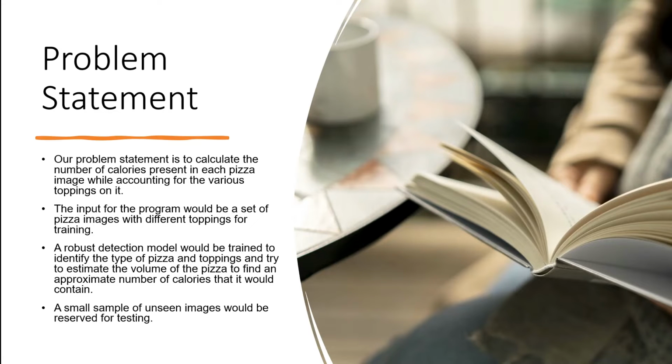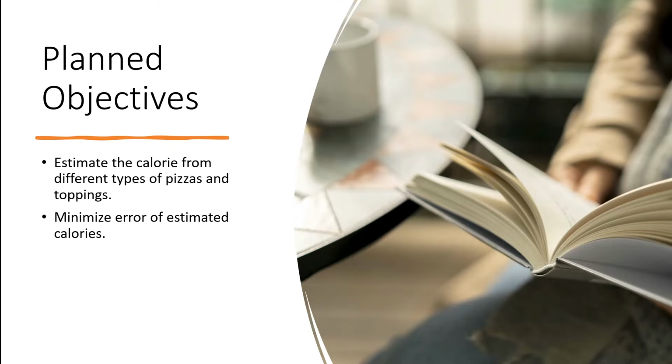Our model would be very robust in training on the images and in trying to calculate the volume of the pizza. Calculating the volume is very essential and is a major point through which we are able to get a very accurate estimate of calories. Also, we will be using a small unseen set of images for testing our model. Moving ahead, these are the objectives. As I have mentioned, it is estimating the calories of different types of pizzas and different types of toppings, and also trying to minimize the error of our predicted calorie value.